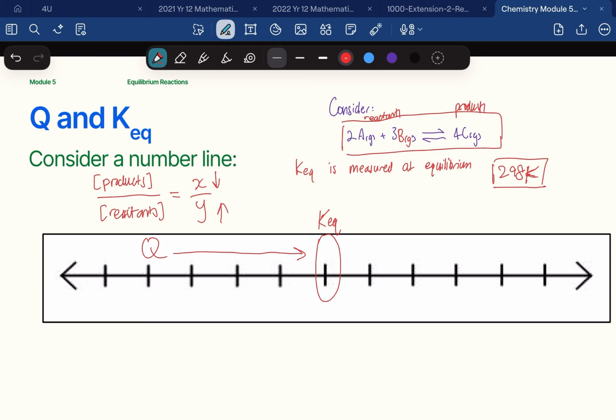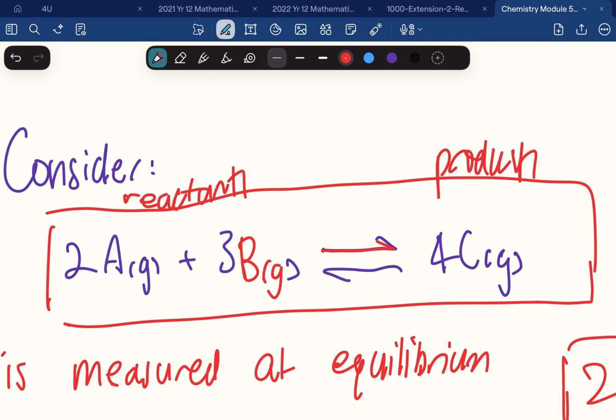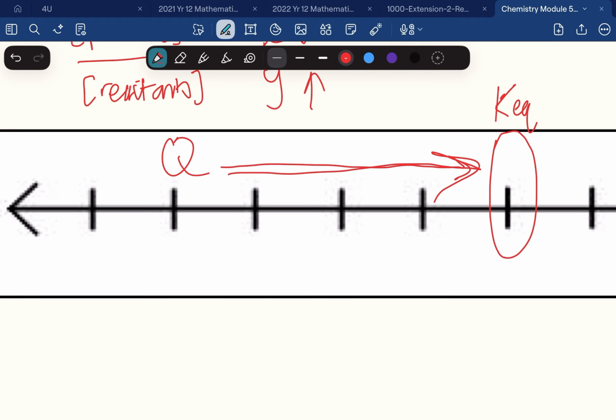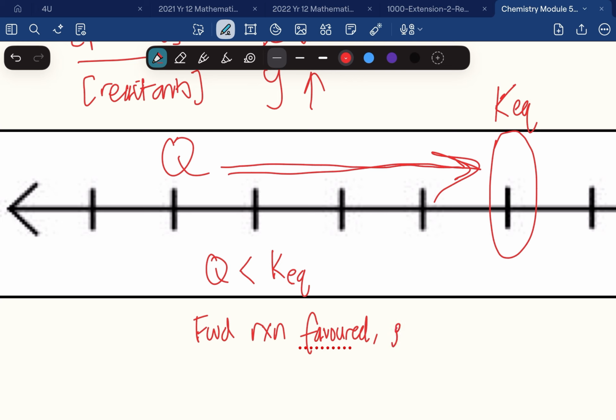Well, there's one product. But when we say shift to the right, the arrow is pointing this way. When we shift to the right, we're favoring the forward reaction and producing more products. We want to produce more of this, which only happens when we favor the forward reaction. So when Q is less than KEQ, the forward reaction is favored and the system shifts to the right.